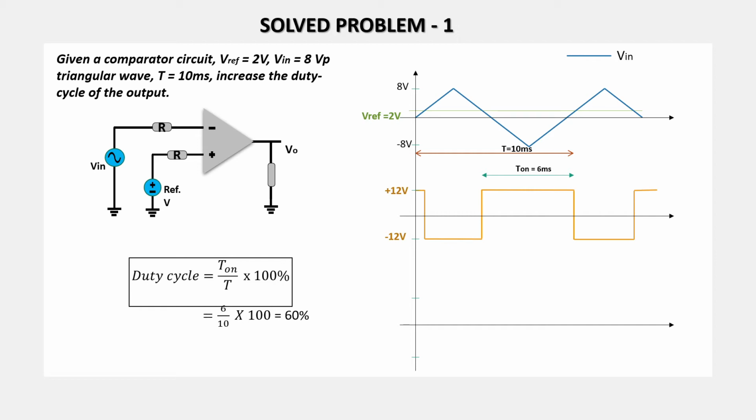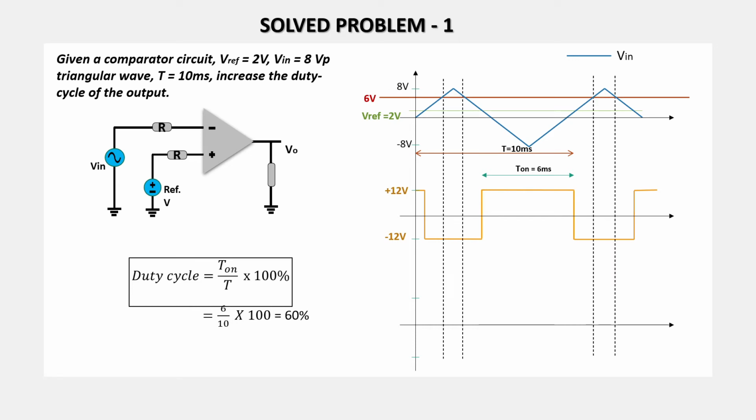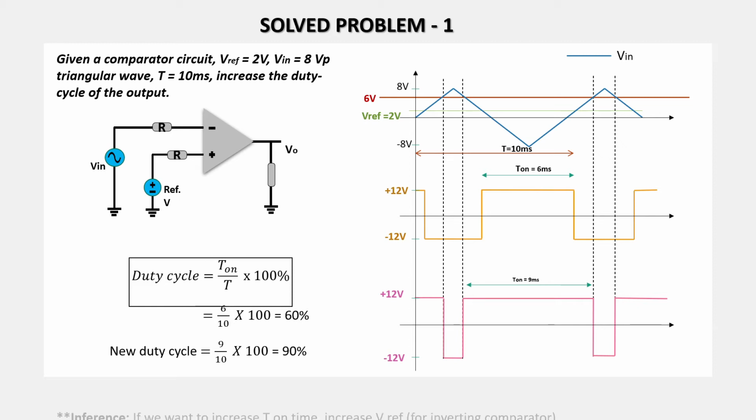Let us increase the V reference to 6 volts. Now again let us draw perpendiculars at the intersection points. Now let us draw the new output waveform. Now it is clear that the on time has been increased. So the new duty cycle is 90%. The important point to note here is that if we vary the V reference, we can get different duty cycles accordingly. Okay, now let us move on to the next problem.